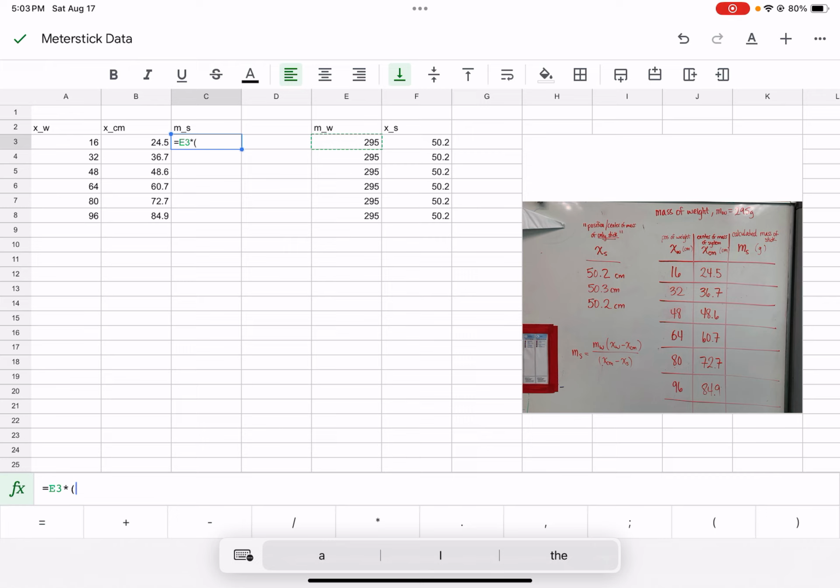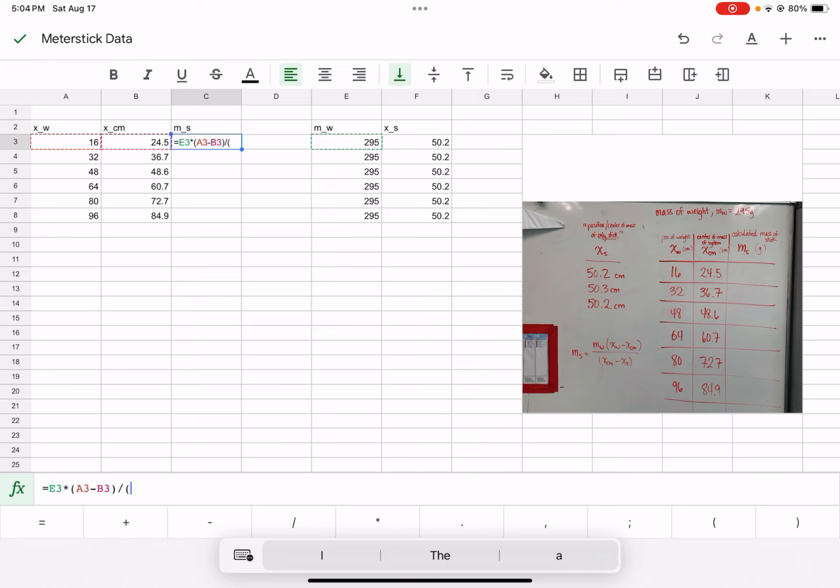Now I need position of the weight, so XW. I'm going to click on the corresponding data point for that. Now minus X center of mass. So center of mass of the system, that's the 24.5. Again, you notice how they're color coding the cells, and you can see them show up in the formula there. That's what you want. Now we're going to have divided by. That's going to be the slash.